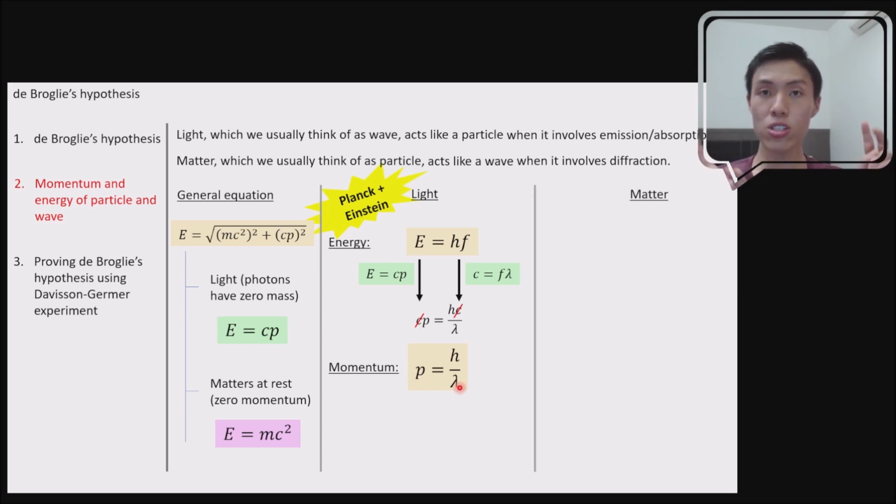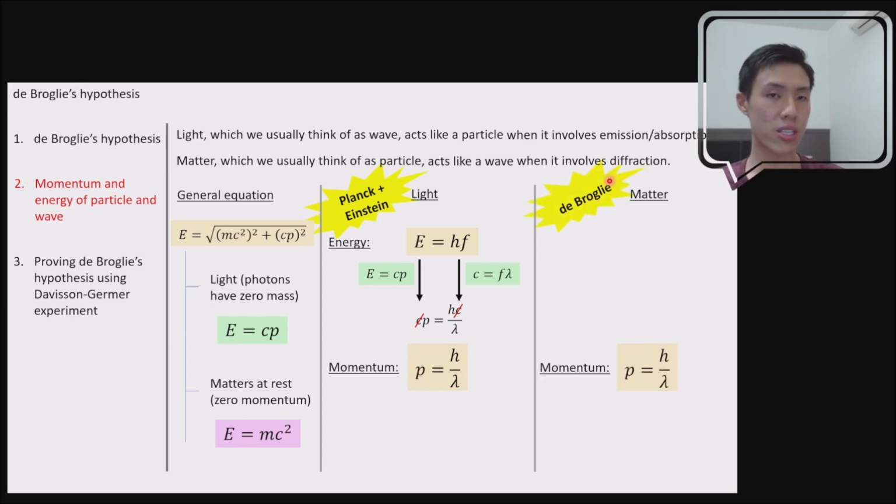And in fact, because of the dualistic nature, we are going to say that matter applies this same idea. So for matter, we can also relate the particle properties of matter, which is momentum, and the wave properties of matter, which is lambda, through this same equation as well. This is the idea proposed by de Broglie. De Broglie says that if light can have dualistic nature, why not matter? Matter should also have dualistic nature.